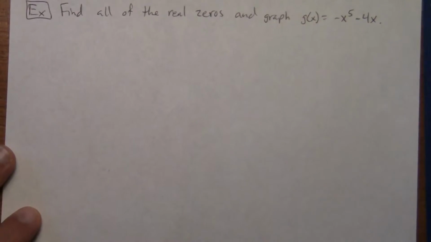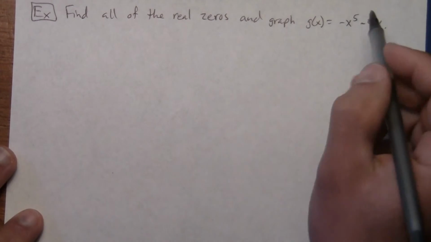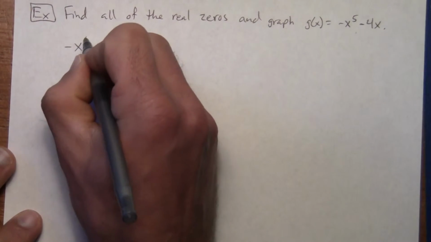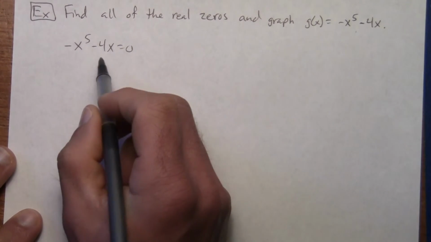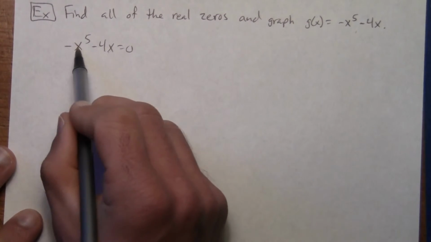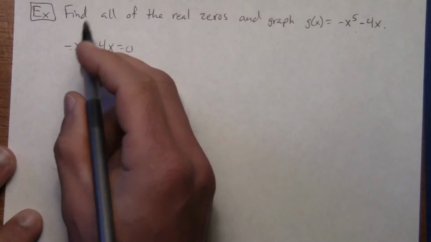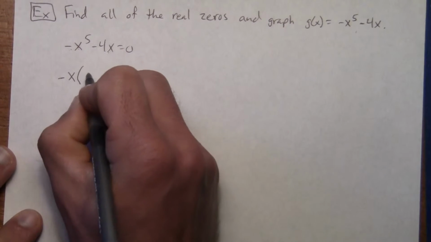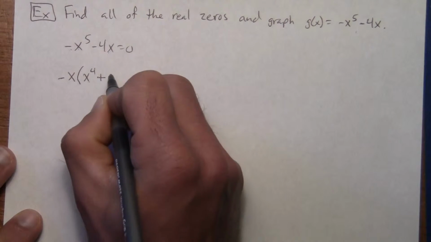All right, second problem, same type of problem. Find the real zeros and then graph the function. So again, set this function equal to 0 to start with. I noticed that they have x in common, and I always like my highest exponent to be a positive term, so I'm going to factor out negative x, which will give me a positive x to the fourth, and then this would become a positive 4.